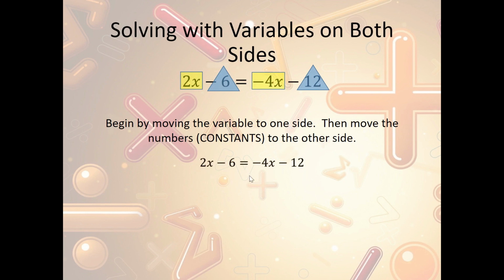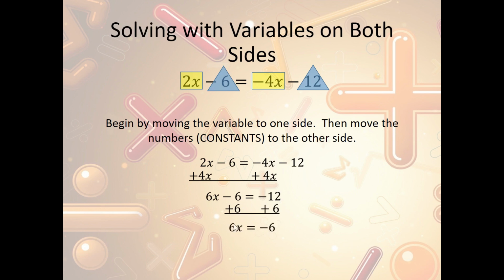So I could move this 2x to the other side, or I could move the negative 4x to this side. I'm going to move the negative 4x because that'll keep it positive. So I'm going to add 4x to both sides, and I get 2x plus 4x is 6x. These cancel out, so I'm left with 6x minus 6 is equal to negative 12. Now I can just solve for x. So I'm going to get rid of this negative 6, so I'm going to add 6 to both sides. And I get 6x is equal to negative 12 plus 6 is negative 6.